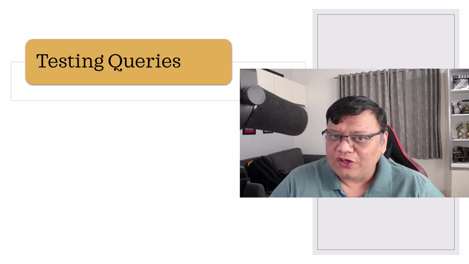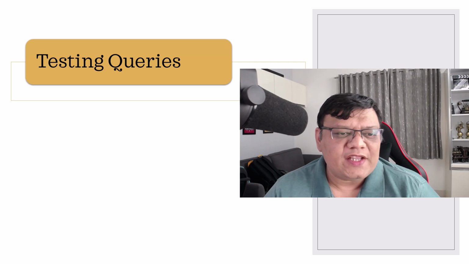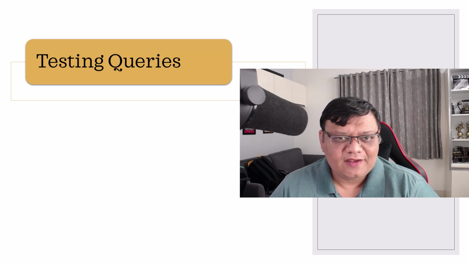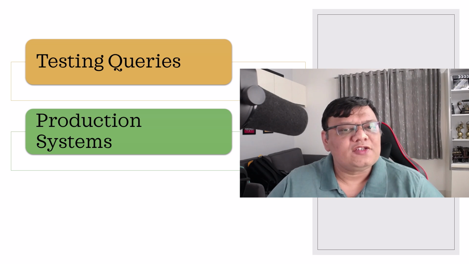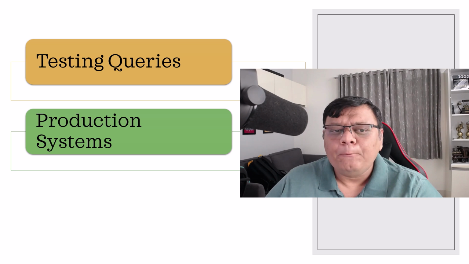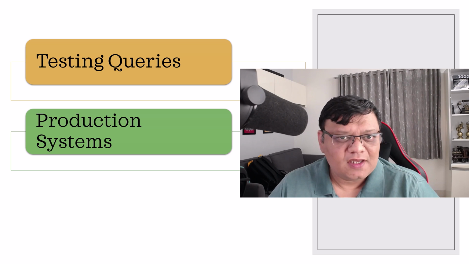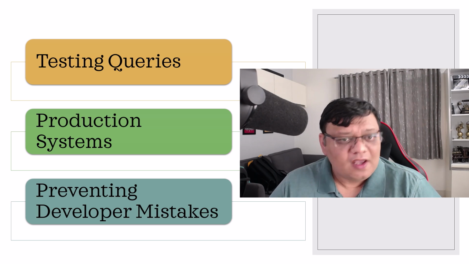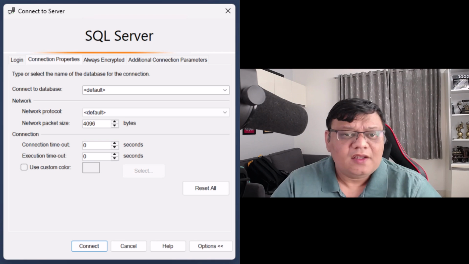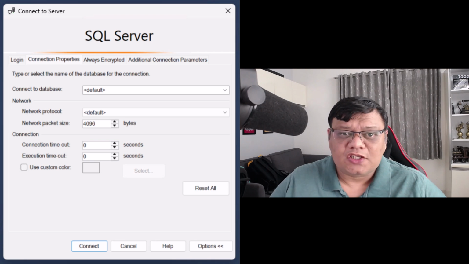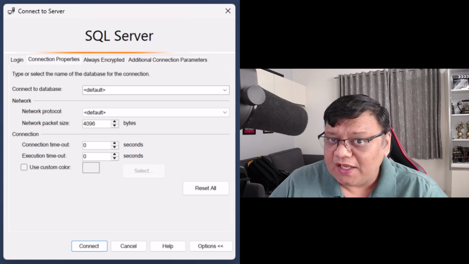For example, testing queries. When experimenting or troubleshooting, you may not want queries to run longer than necessary. The next one is production systems. On a live environment, allowing queries to run indefinitely can create performance bottlenecks or block other important processes. Preventing developer mistakes. During testing, developers might accidentally write queries that run longer than intended. In all these situations, you may find this particular execution timeout very helpful.